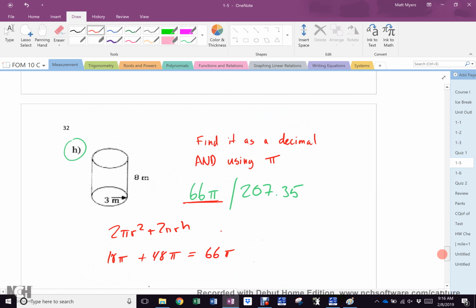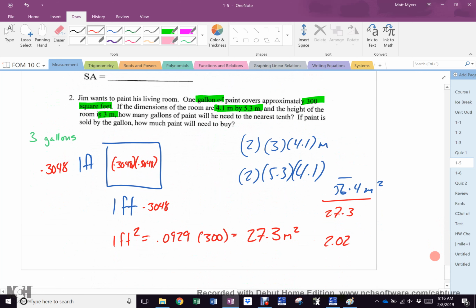Number 2 where? Oh, the paint. Why did we divide? Well, because we needed to paint 56 square meters, right? The 1 gallon of paint only covered 27 square meters.